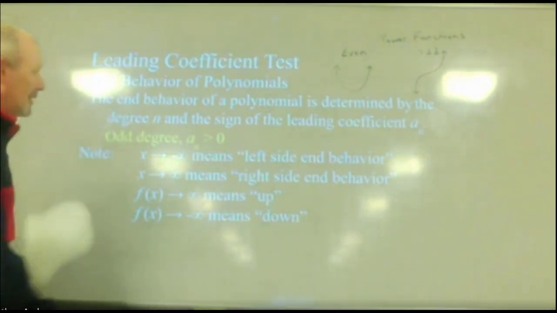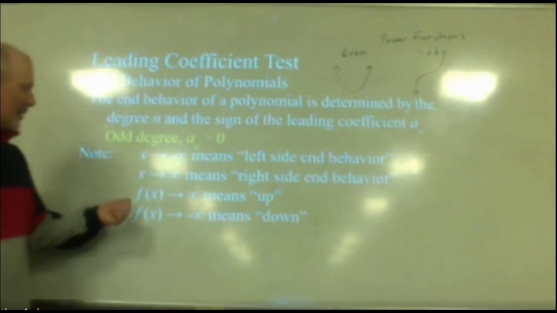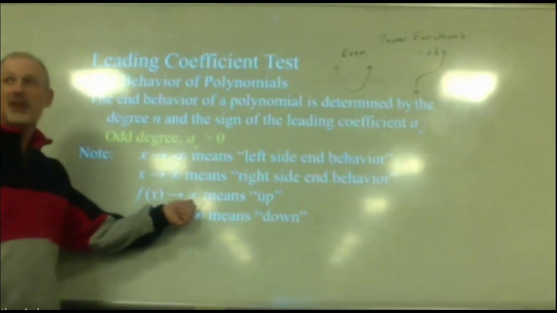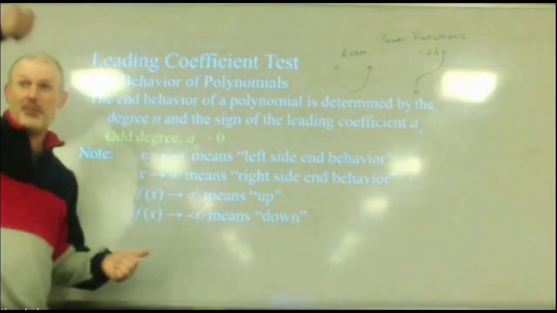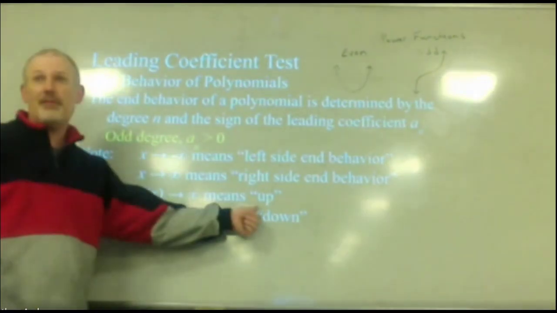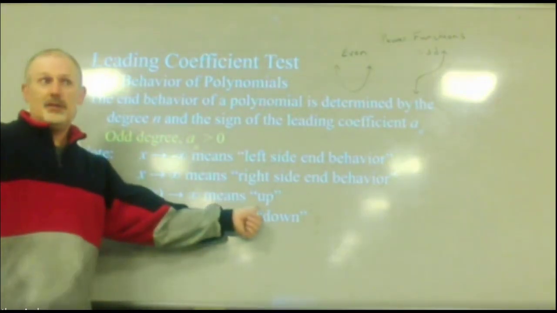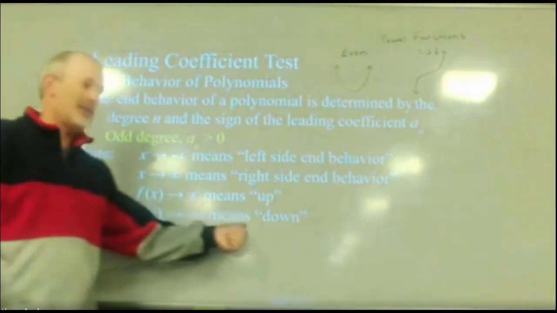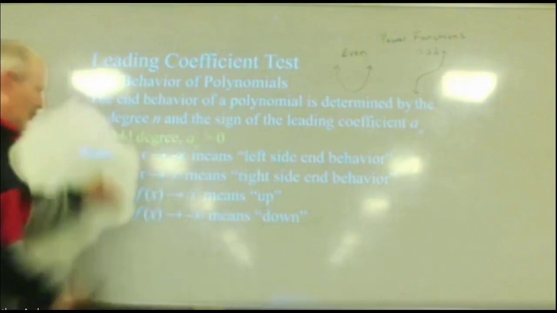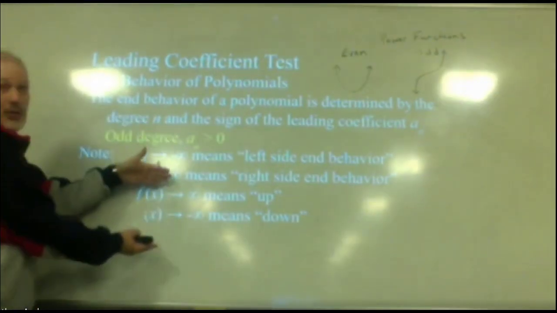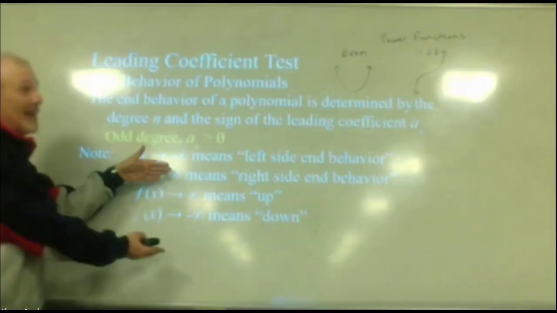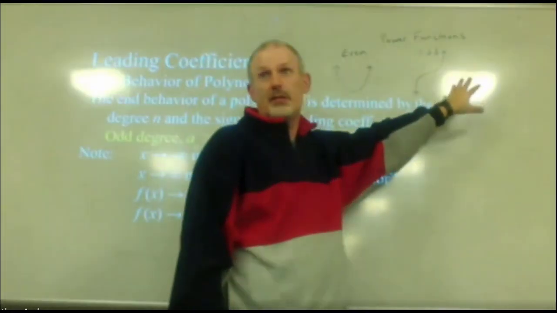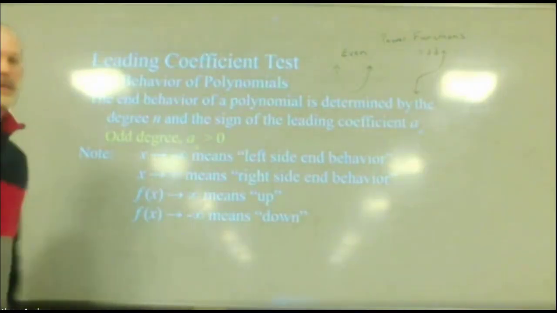Okay. Then, if we talk about f of x, f of x approaching infinity means the function values are going up and getting bigger and bigger positive. So that means the graph is going up. Okay. If we have f of x approaching negative infinity, that means the graph is going down. So we're always going to look at the left and right, and this is how we will describe it. The graph is either going to go up or it's going to go down, just like these do. They either go both up or one up and one down.